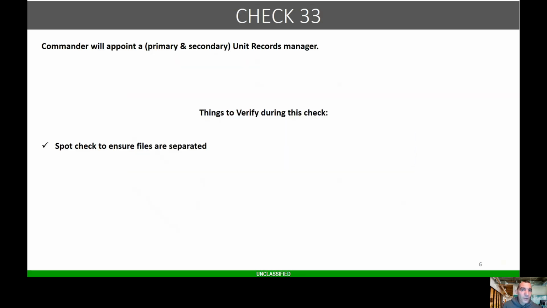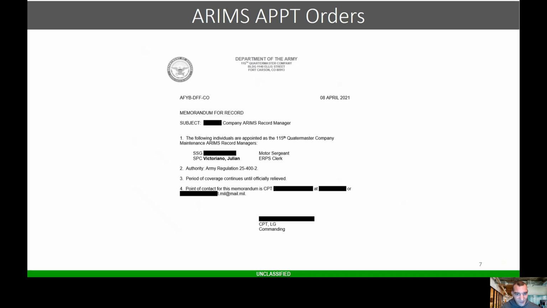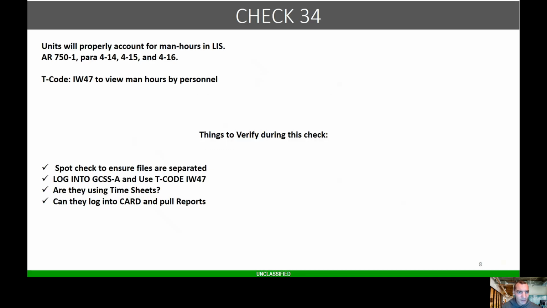33. Okay. Commanders will appoint a primary and secondary unit records manager. So I spot check the files and make sure the appointment orders are correct, are current, and so forth, and they are signed. So here's an example, like I said, of the ARMS appointment orders. All right. Pretty self-explanatory. If you want a copy of this, please let me know.